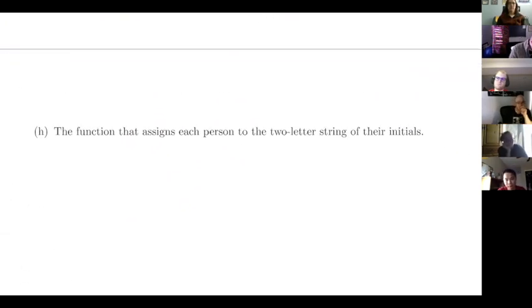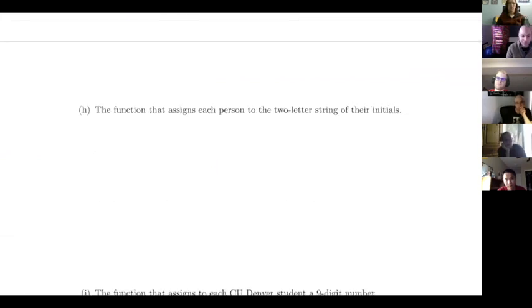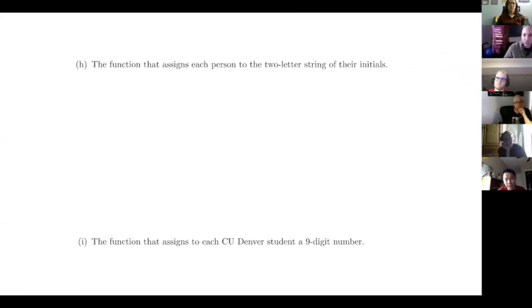So these are definitely the antithesis of the linear algebra one, in that these are totally conceptual. No math knowledge is needed here. So what do you guys think about a function that takes each person and gives them their first and last name initials?